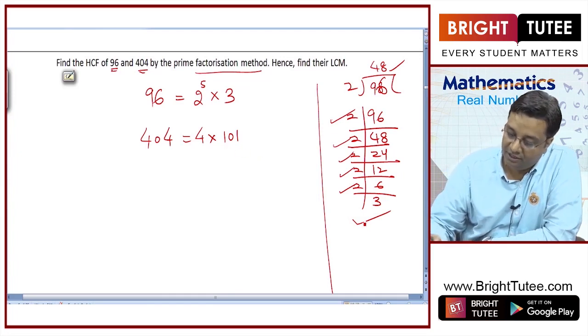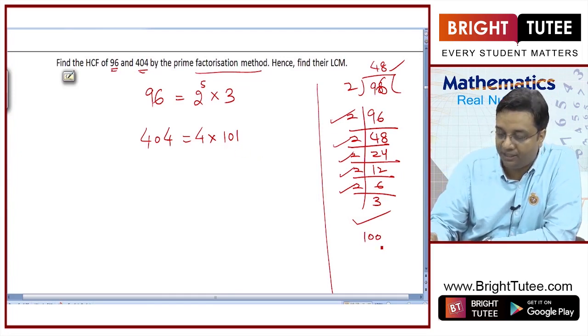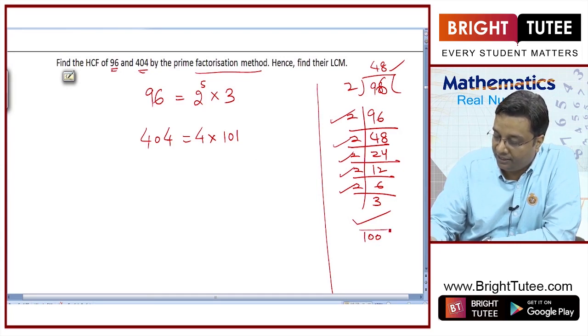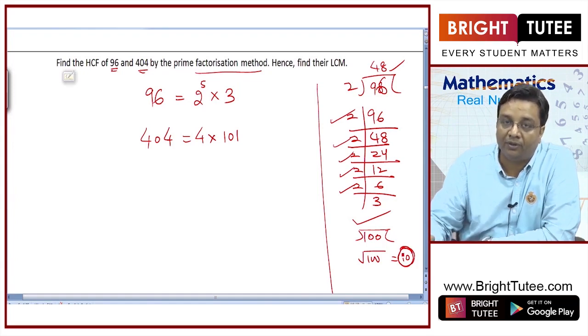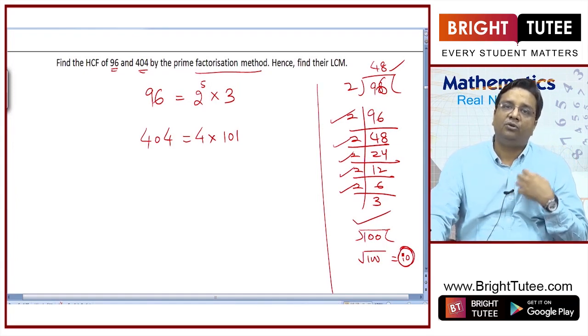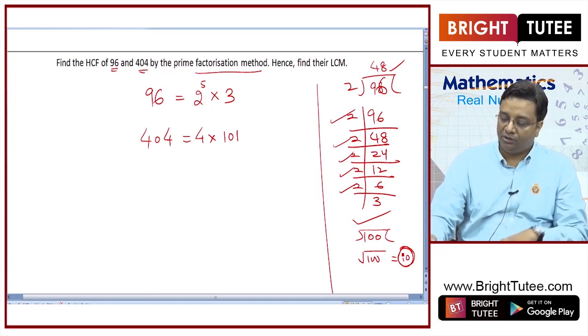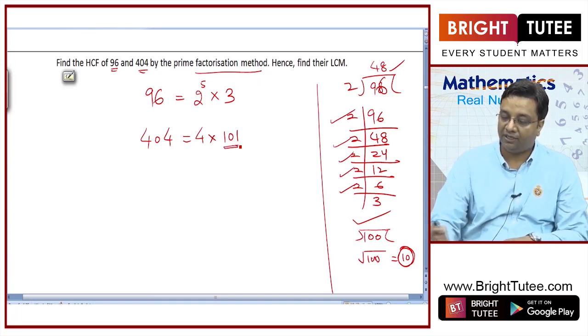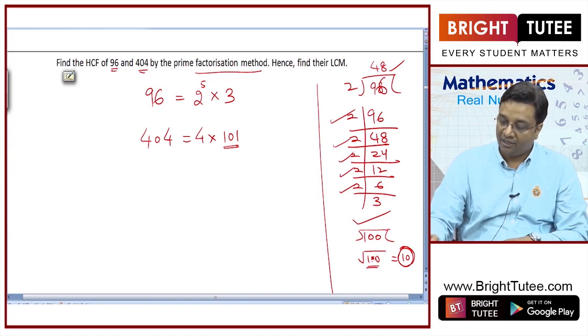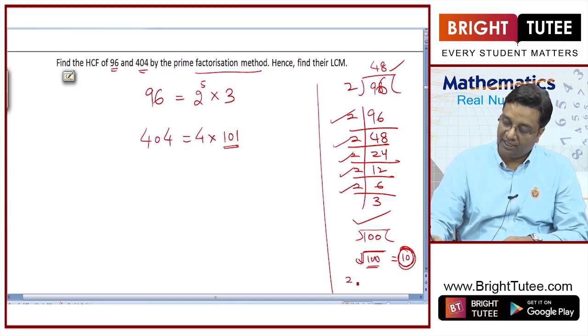Why 10? Because for 101 the nearest perfect square is 100, right? If you take the square root of 100, you will get 10, right? So you just check for the prime numbers which are smaller than 10, okay? You can keep this in mind: how do I check whether a number is prime or not? You just check the nearest perfect square to that number. In this case, for 101 it is 100. If you take the square root, it is 10. So below 10, you have got primes as 2, 3, 5 and 7.